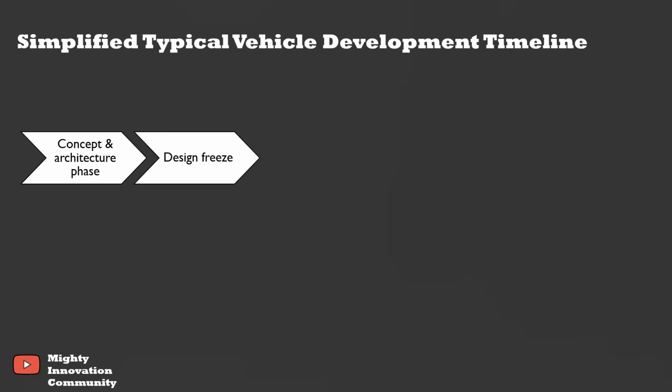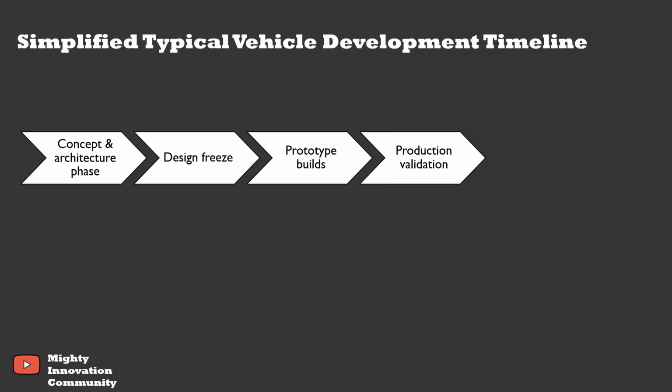A simplified vehicle development time plan usually looks like this. It starts with the concept and architecture phase, then the design phase, then the prototype builds happen, then the production validation, and then the SOP. Now inside this big plan, every part is expected to mature step by step. And this is where FOT and CPOT come in.